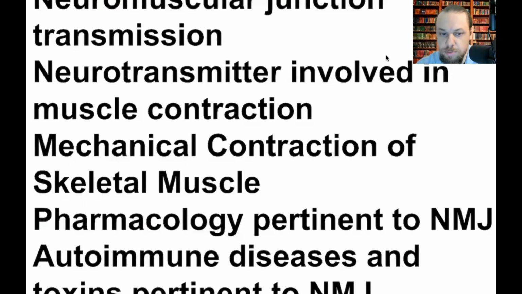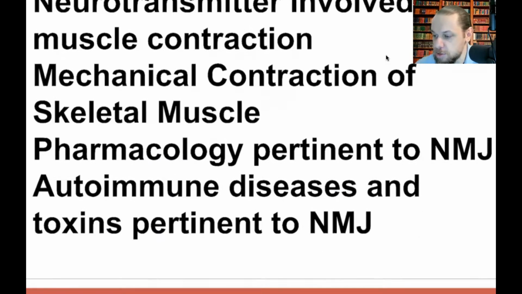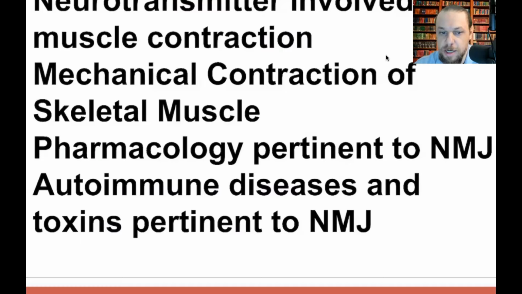Why is this important? It's important later on for pharmacology. So there are pharmacology-specific medications that act on neuromuscular junctions in terms of blockade, right, or potentiation. There are also autoimmune diseases that you're going to learn, and toxins, for example, MS, right, or things like botulinum toxin and how they affect the neuromuscular junction. So that will be the predominant focus for this lecture.